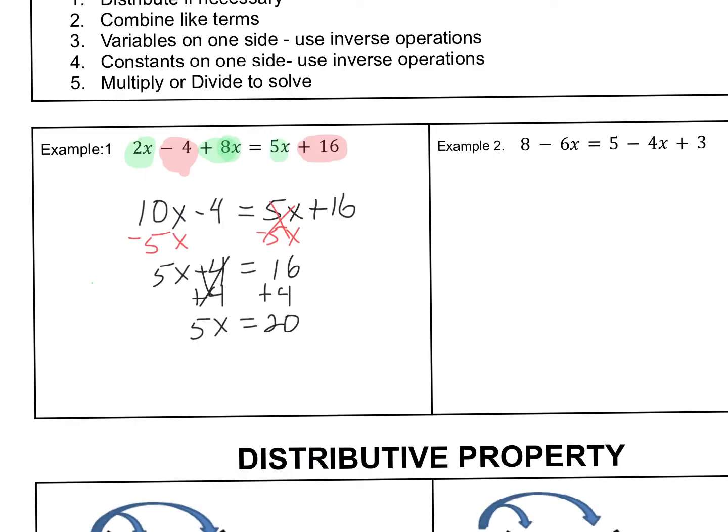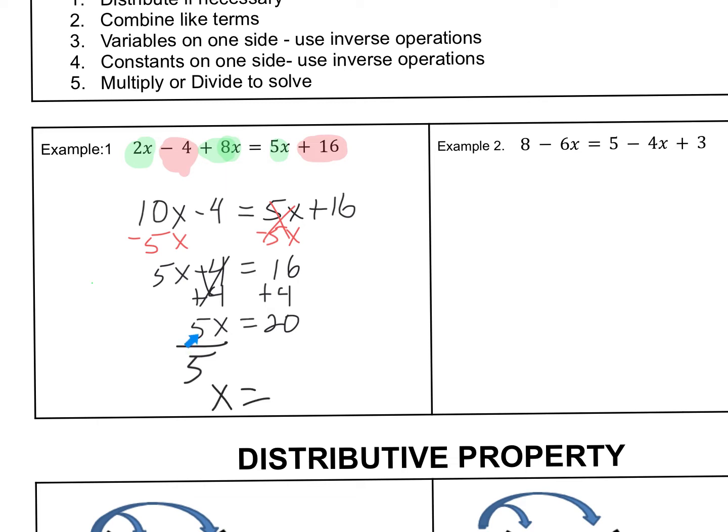Now, to complete this problem, the last step says to multiply or divide. Well, if we have 5 times our variable equals 20, we use the inverse operations. Instead of multiplying times 5, we're going to divide by 5. The reason we divide by 5 is because 5 divided by 5 is 1. So now the left side says 1x equals.